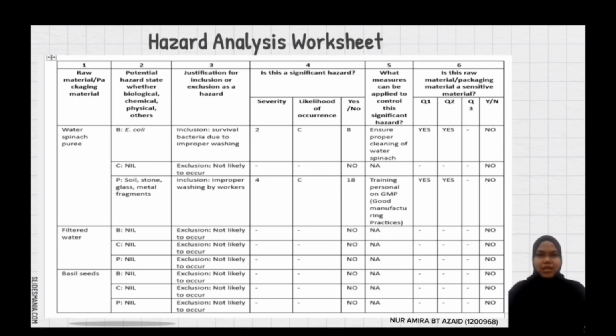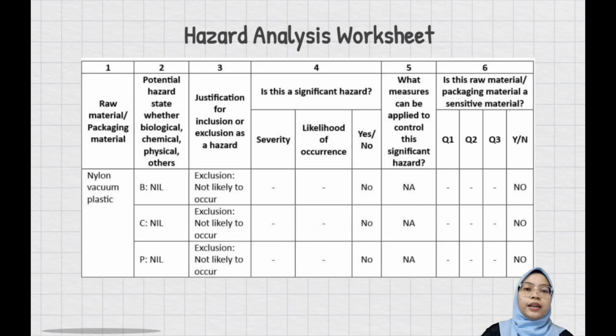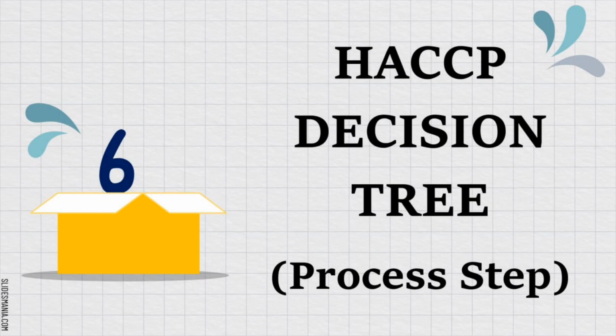For the filtered water and basil seeds, there are no potential hazards determined and they are not likely to occur. The next part is hazard analysis for packaging material. For our product, we use nylon vacuum plastic. This plastic contains no potential hazard in terms of biological, chemical, and also physical. Those are not likely to occur.